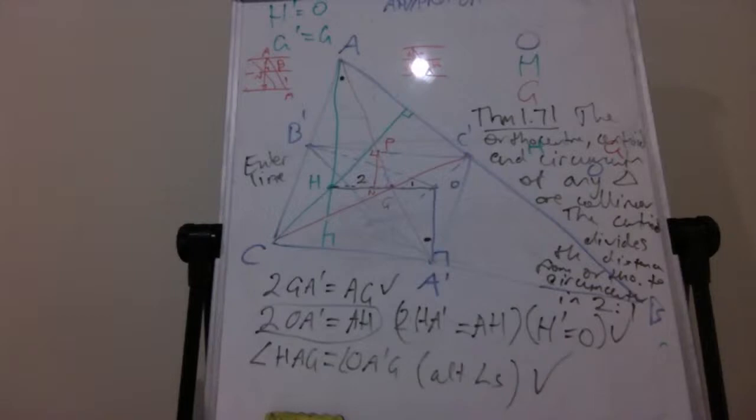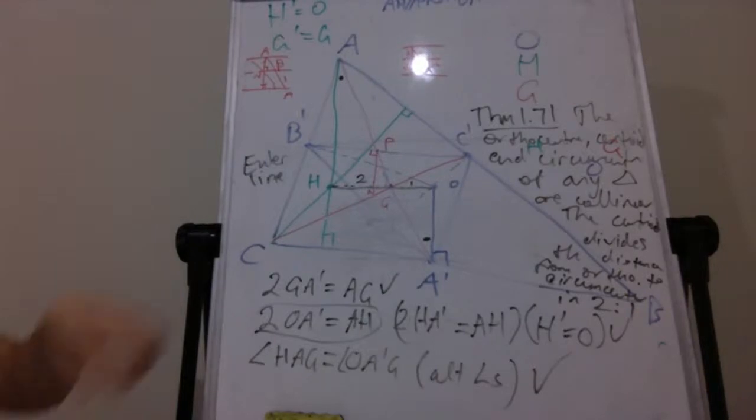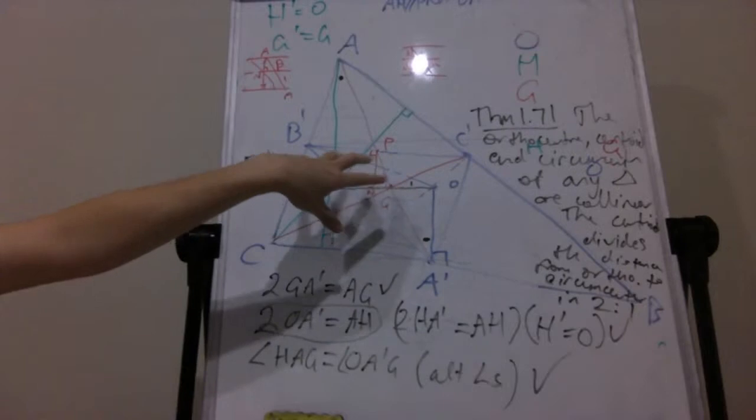Also, the triangles are similar. The circumradius of the medial triangle is half the circumradius of the parent triangle. That's because it's similar, so everything's half.